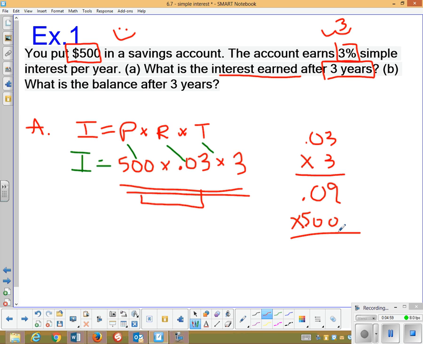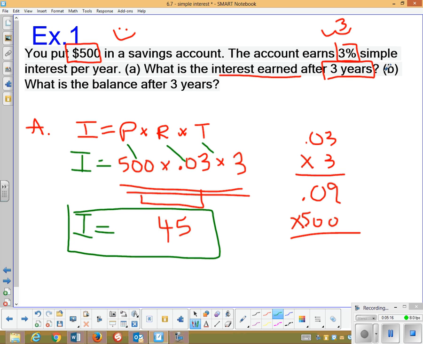Okay, so once you multiply everything, your final total, if you did it correctly, boys and girls, will be 45. Did you get 45? If you did, double check your multiplying. Now that represents our I, which is the interest. Now that just answers our A, the interest part.